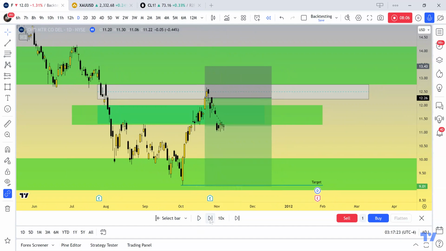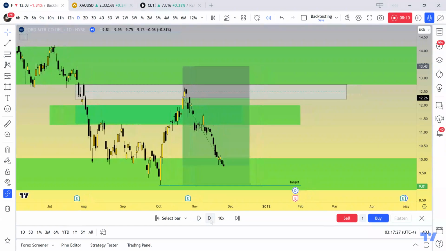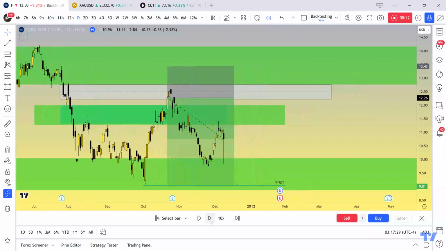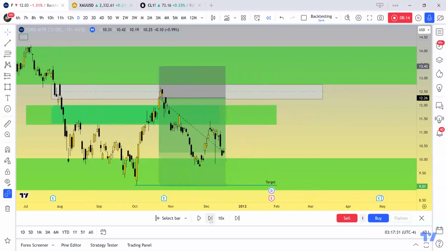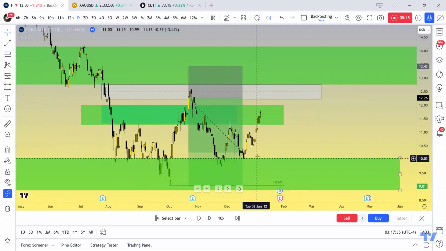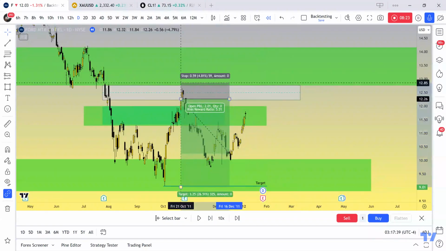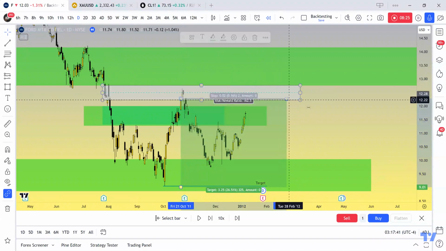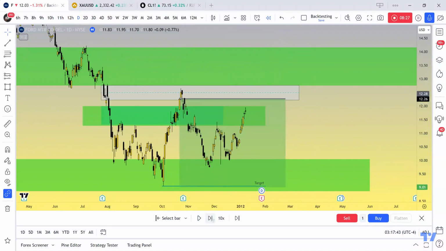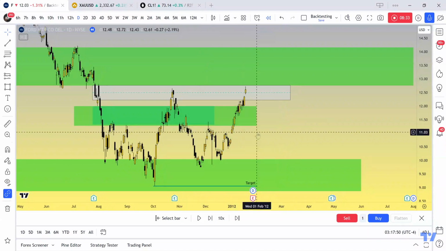Back into this monthly. Consolidating in here. Not so much what I want to see. So let's say stop at break even now, just to be safe, if you didn't already take partials here. Okay, stopped out, break even.